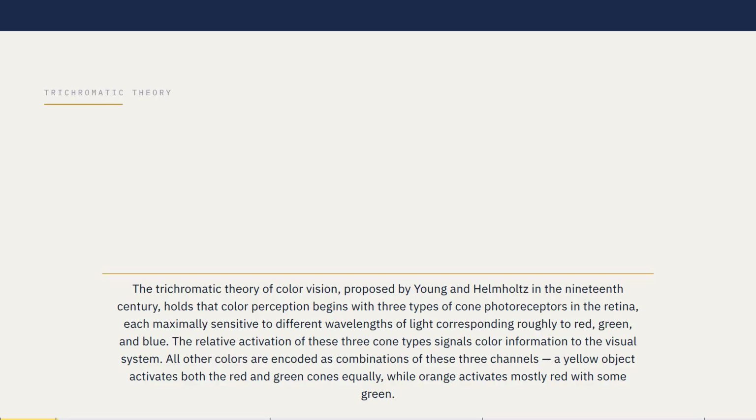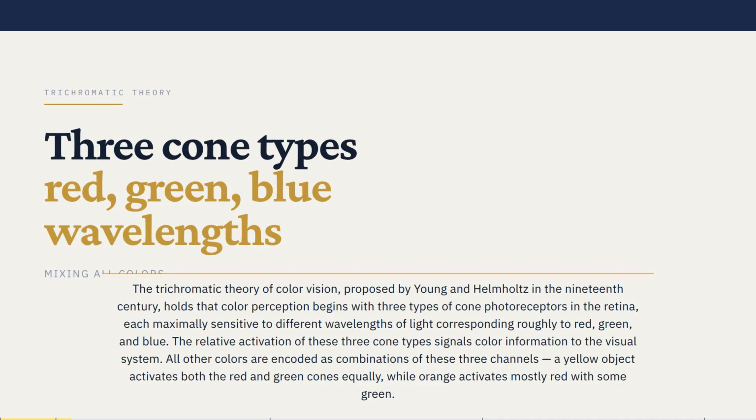The trichromatic theory of color vision, proposed by Young and Helmholtz in the 19th century, holds that color perception begins with three types of cone photoreceptors in the retina, each maximally sensitive to different wavelengths of light, corresponding roughly to red, green, and blue. The relative activation of these three cone types signals color information to the visual system. All other colors are encoded as combinations of these three channels. A yellow object activates both the red and green cones equally, while orange activates mostly red with some green.